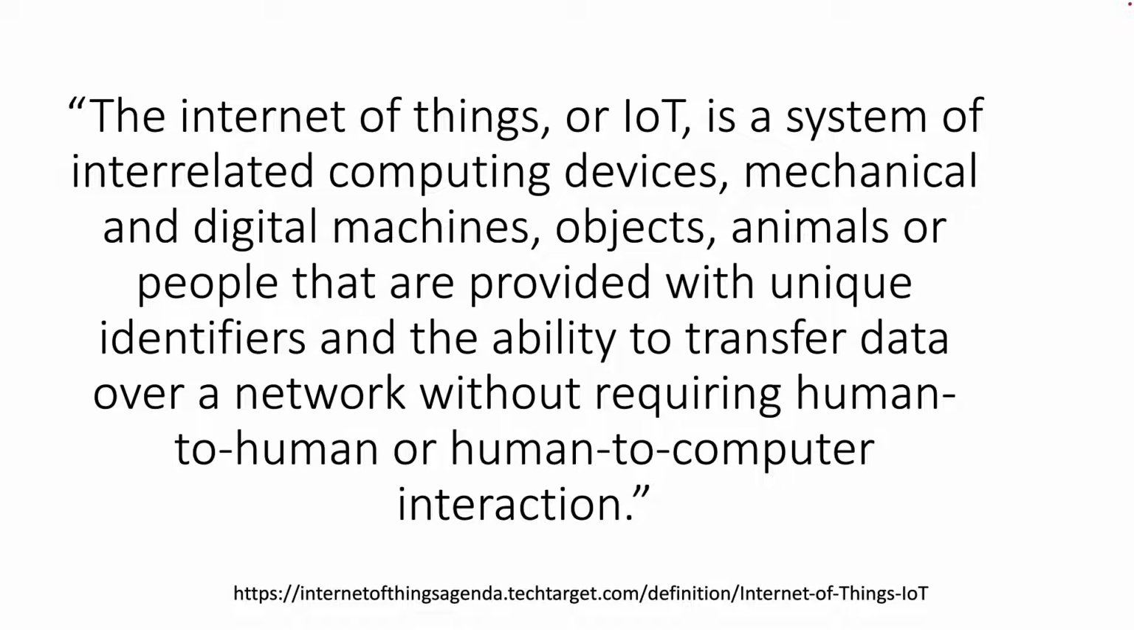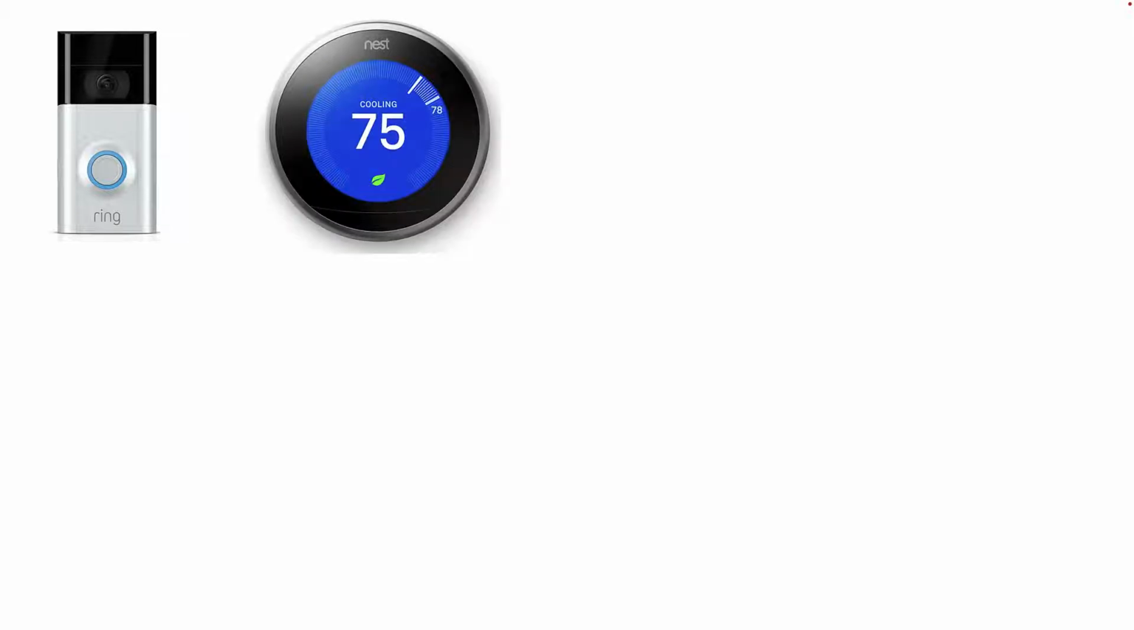So what does all that mean? Do you all have any IoT devices in your house or your dorm room or wherever you live? Well, let's take a look at some examples. So here we have the Ring doorbell. And the Ring doorbell is a digital device that's connected to the internet and that can be controlled with a smartphone. We also have the Nest thermostat, which allows you to control the heating and cooling in your house, which is also connected to the internet and can be controlled with an app on the smartphone.